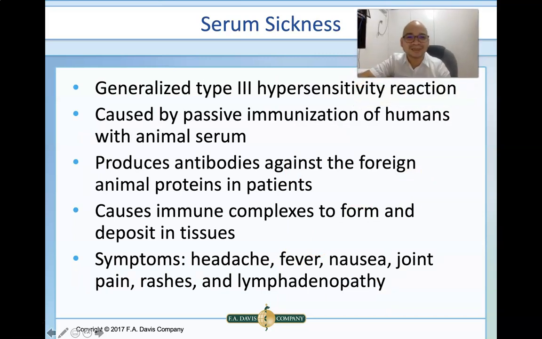Serum sickness is also an example of hypersensitivity reaction. So here, it is caused by passive immunization of humans with animal serum.